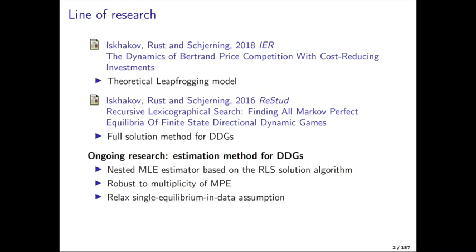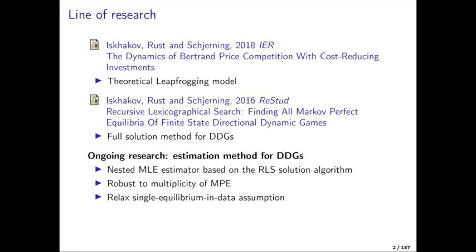There's a second paper that came out in ReStud in 2016 called Recursive Lexicographical Search: Finding All Markov-Perfect Equilibria of Finite State Directional Dynamic Games. This is a full solution algorithm that allows us to not only find one equilibrium, but actually guarantees to find all equilibria for this particular class of games.